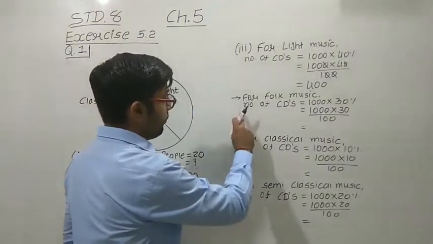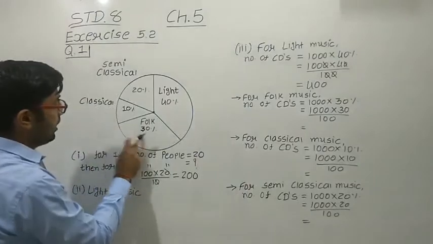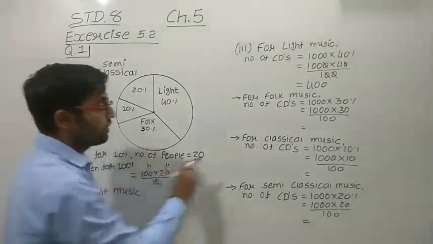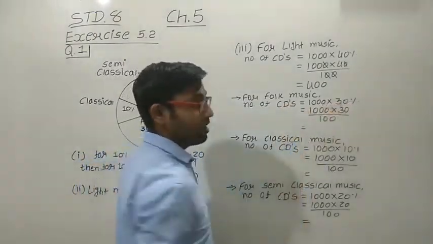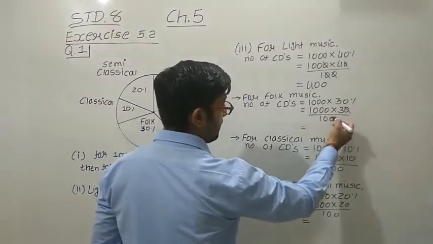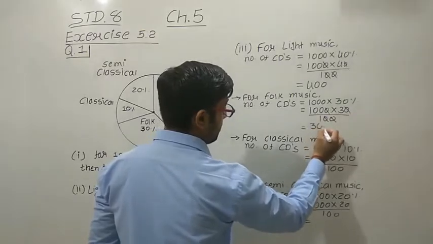In the same way, for folk music's number of CDs. See, for the folk music, how many percentage? 30% people like the folk music. So for folk music, number of CDs is equal to 1000 into 30%. That is 1000 into 30 upon 100. 0, 0, 0, 0 will cut. 3 into 100, that is equal to 300.